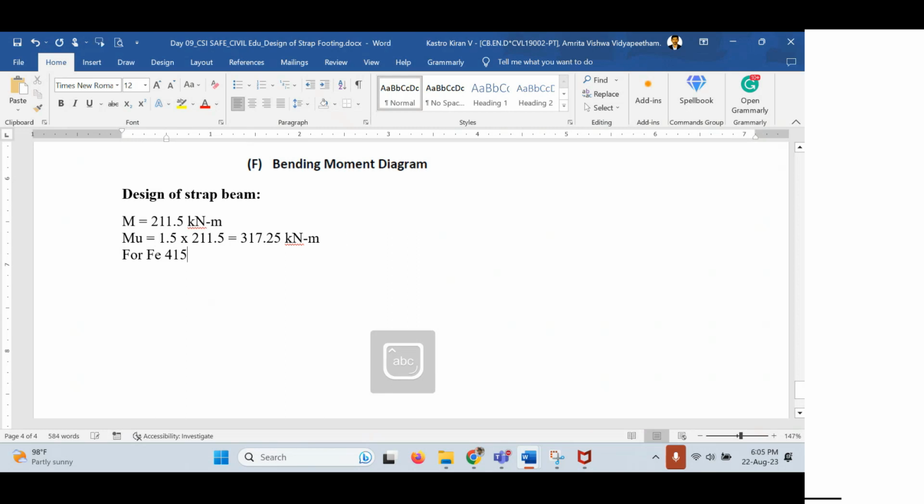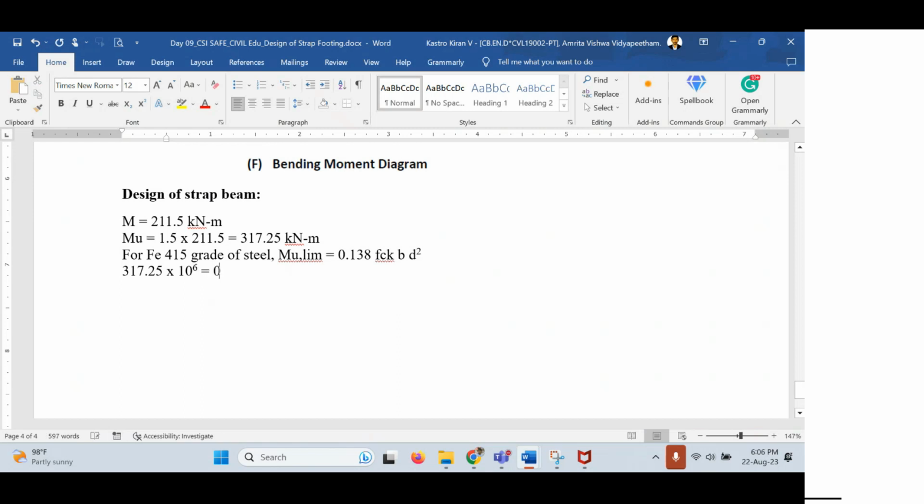Fe415. So for Fe415 grade of steel, we know that Mu limit, that is the limiting moment of resistance, equals 0.138 FCK B D square. This is the formula. From this value, we need to find the D value, that is the depth of the beam. So Mu limit is the ultimate moment, that is 317.25 into 10 power 6.